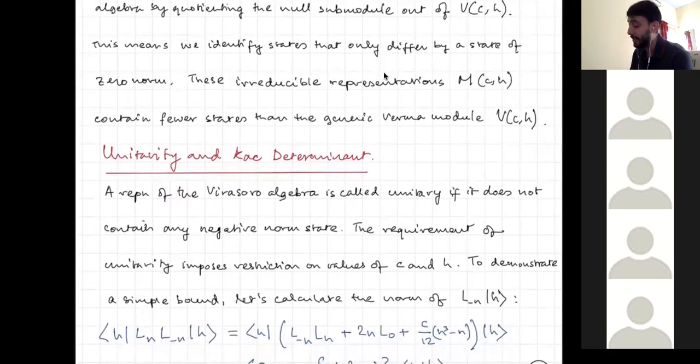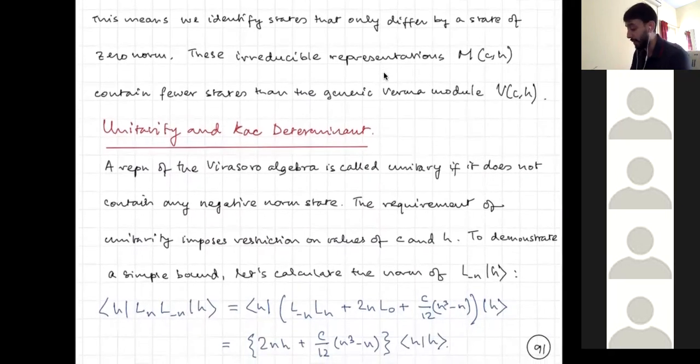Okay, so to see this, let's look at a simple bound. Let's look at the norm of L minus n acting on h. The norm of this means you have to calculate this inner product. And if you want to do this, what you always need to do is pull the creation operators on the left so that they can act on the bra, or the annihilation operators on the right so that they can act on the ket. Once you do that, you flip the sign of this.